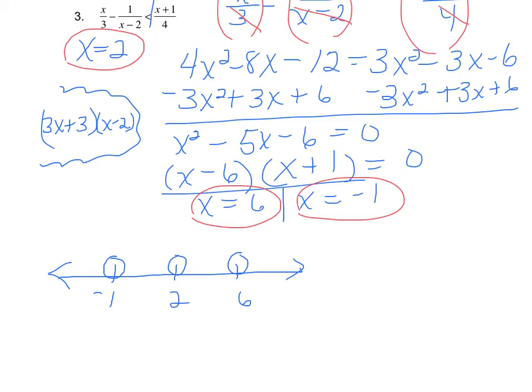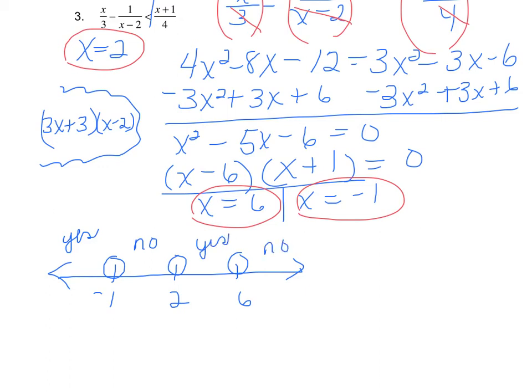All right, hopefully you said that everything to the left of negative 1 is a yes. What I tried between negative 1 and 2 was a no. What I tried between 2 and 6 was a yes. And what I tried to the right of 6 was a no.